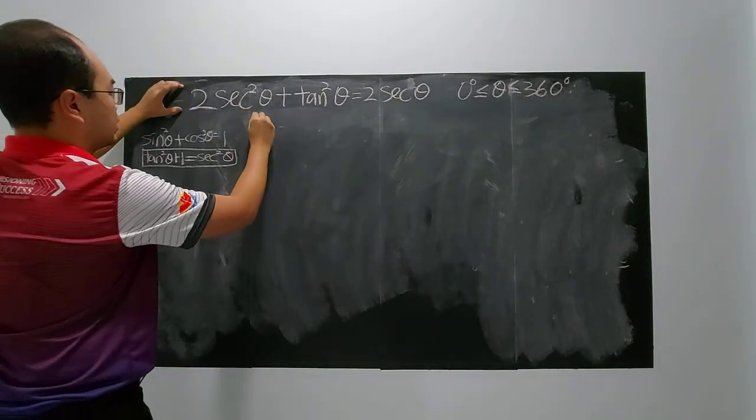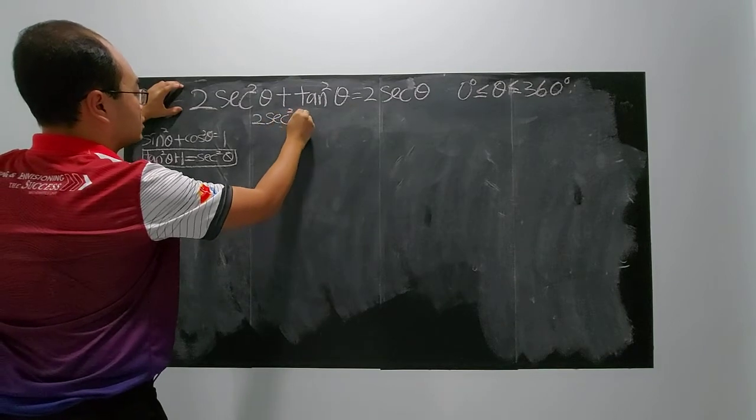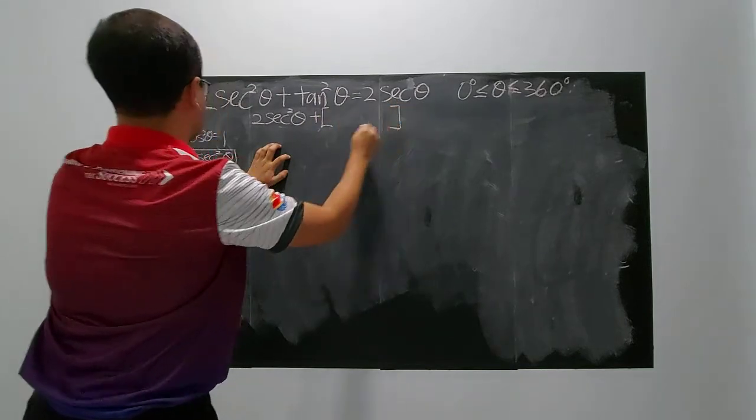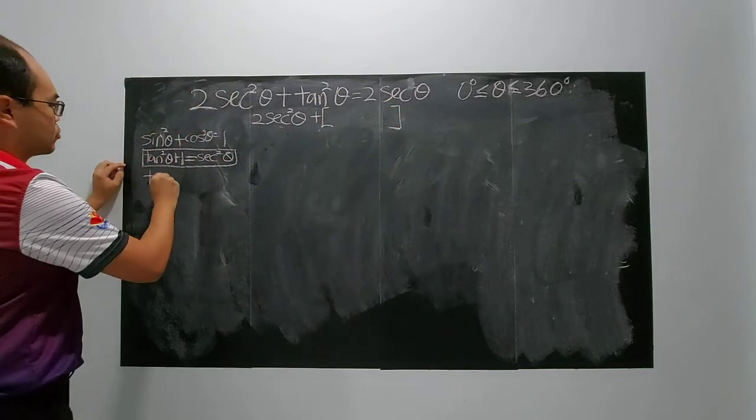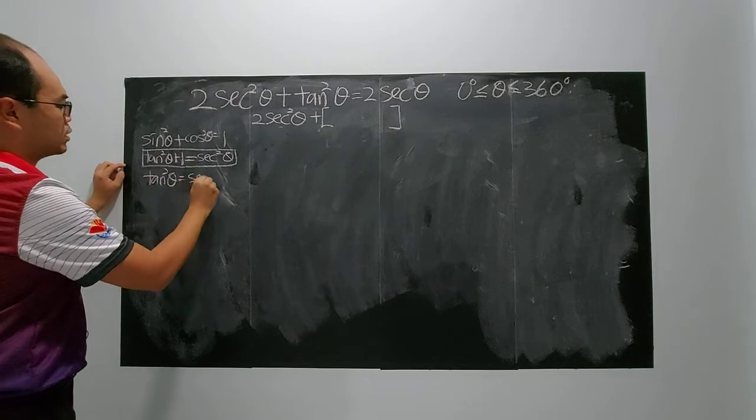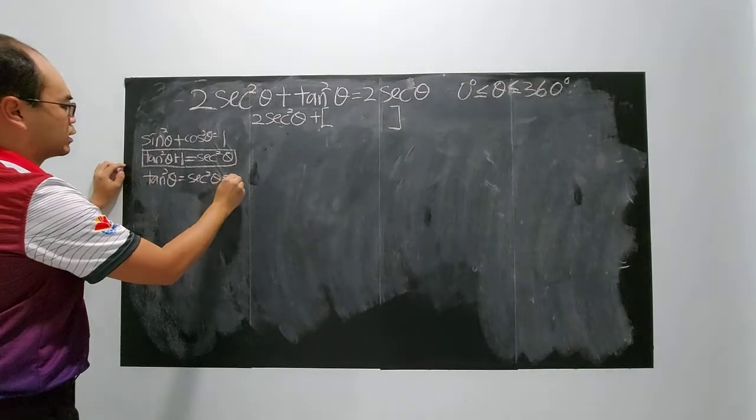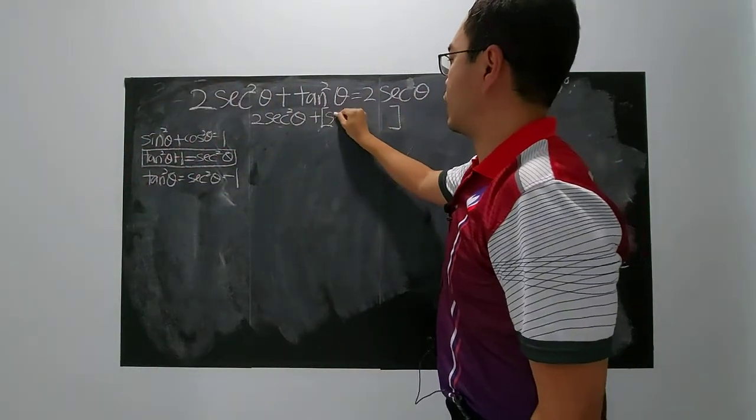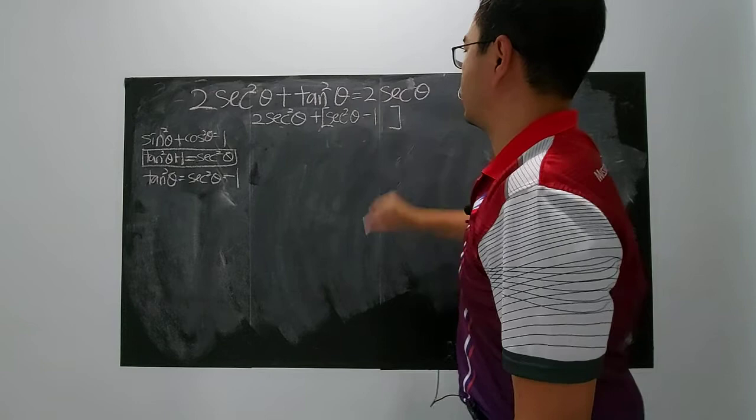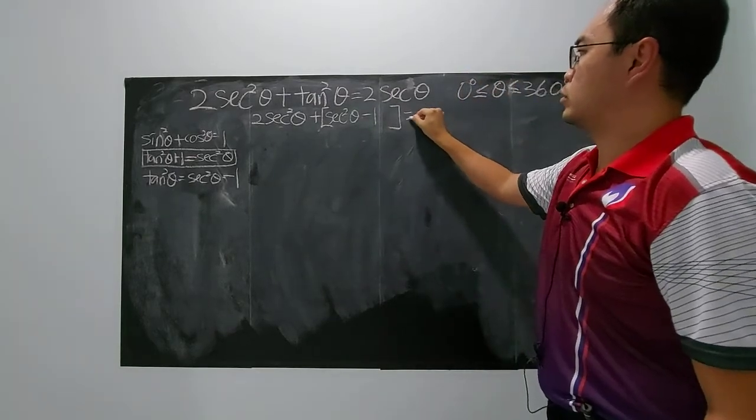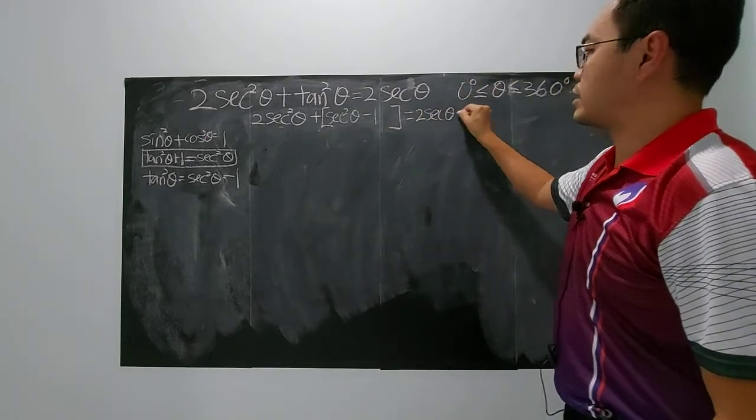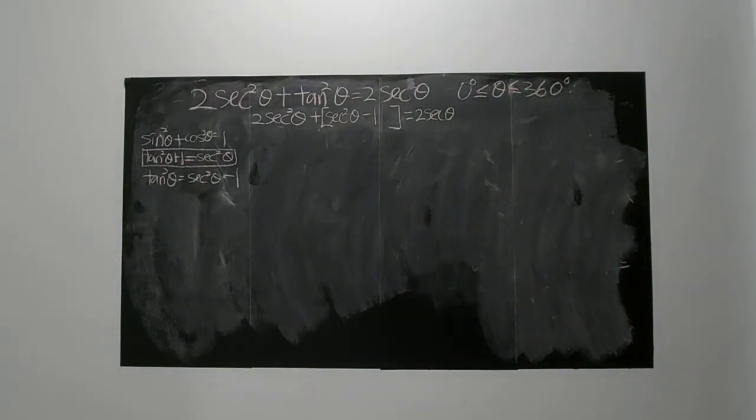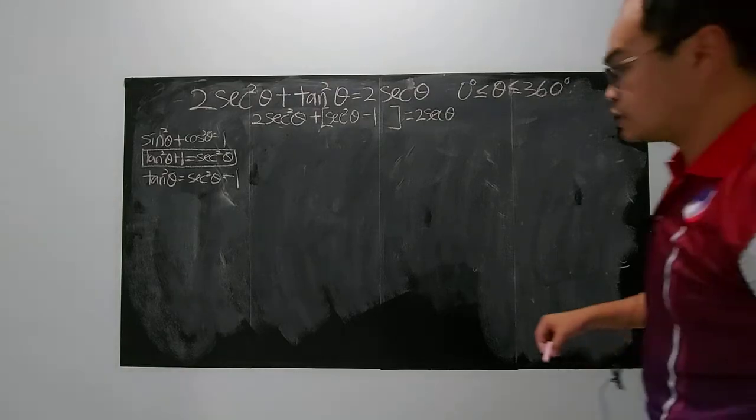So I remain the secant square theta, but I replace the tangent square theta, which equals secant square theta minus 1. So I replace this with secant square theta minus 1, and it equals 2 secant theta. Now you can see that everything in the equation is in terms of secant theta. So it's easy for me.